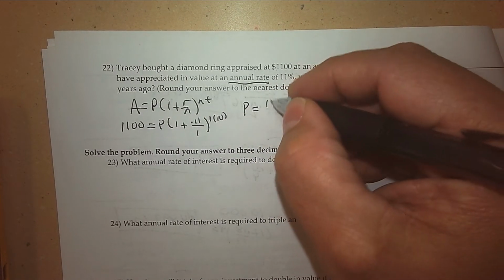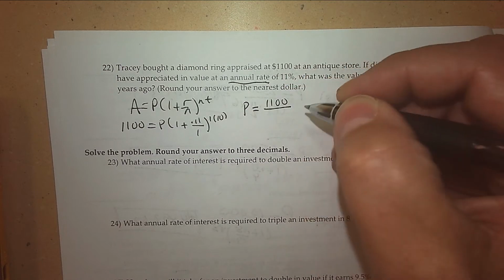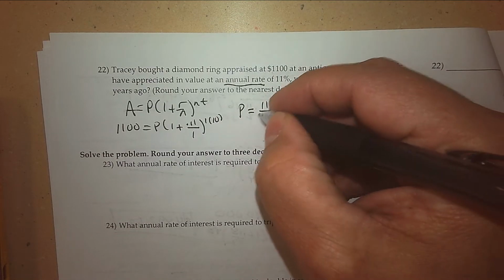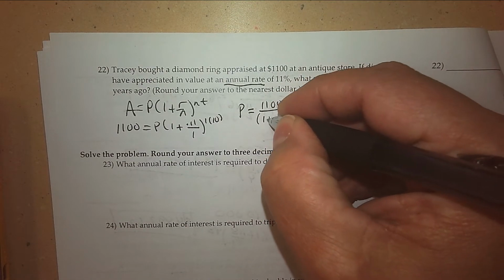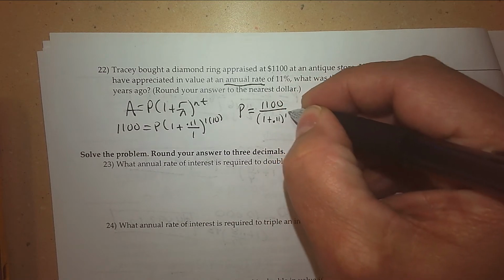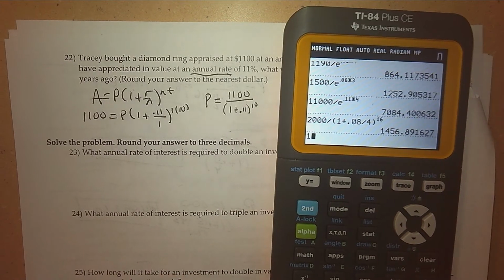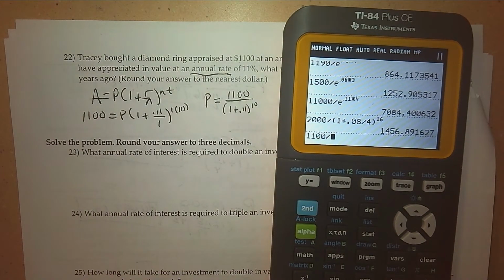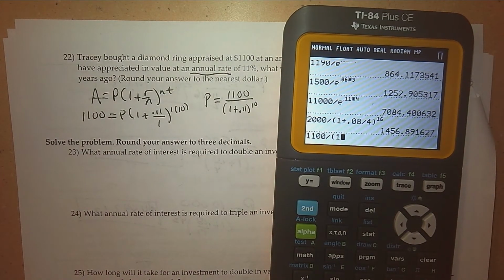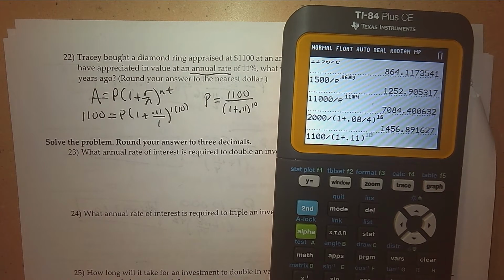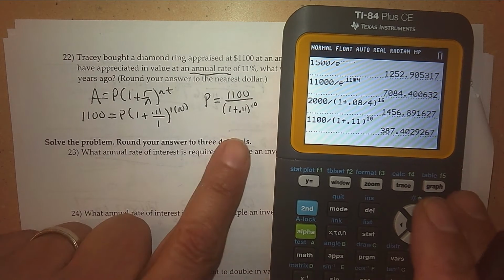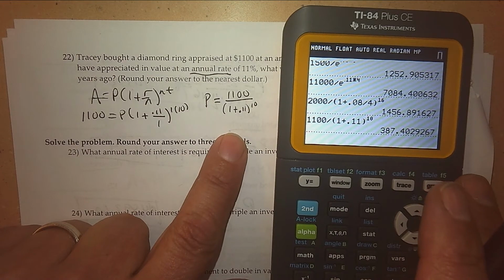So it's 1,100. I'm going to clean this up just a little bit before I put it in my calculator, but it's parentheses, 1 plus 0.11 to the exponent 10. All right, here we go. So 1,100 divided by parentheses, 1 plus 0.11 to the exponent 10. And so 10 years ago, the ring was worth $387.